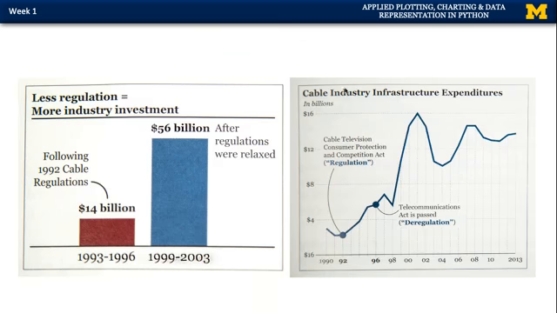However, if you look at this figure, it's the cable industry infrastructure expenditure in billions. You see in 1992, when there was the Cable Television Consumer Protection and Competition Act, this is what is called regulation. The information is somewhere up to 4 billion, but here it is misleading. And then once there was regulation, the investment increased, but not all of a sudden.